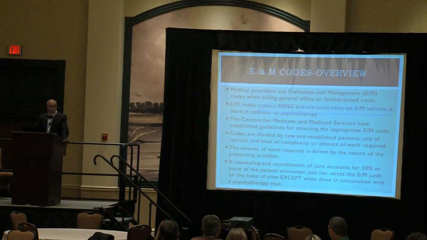So the amount of work is driven by that, unless you do counseling and coordination of care for more than 50% of the patient encounter. Then you select the E&M code based on the amount of time. So there's two ways you can select a code. If you spend more than half your time on counseling and coordination, it's a time-driven code. Otherwise, it's a work complexity-driven code.